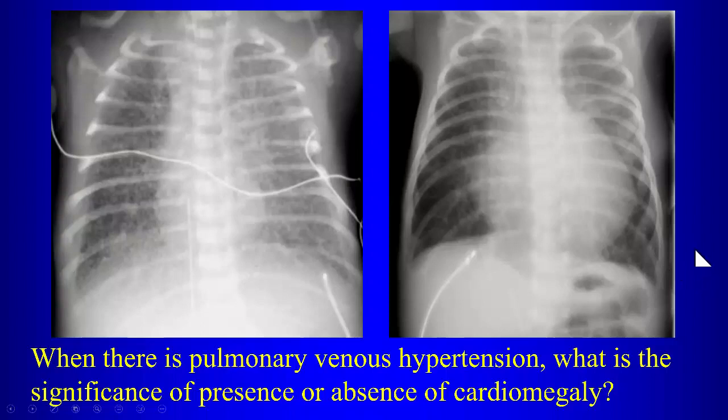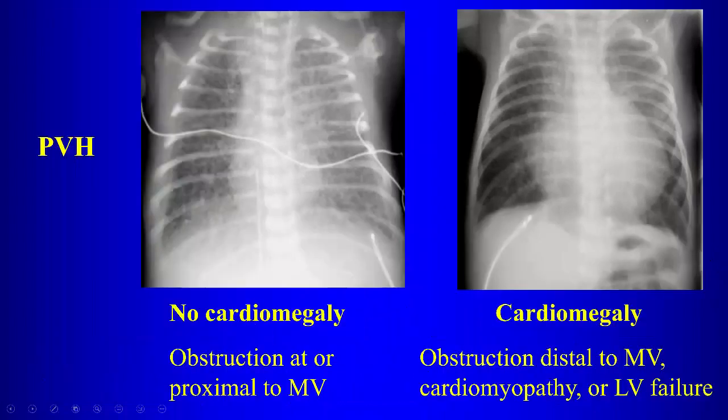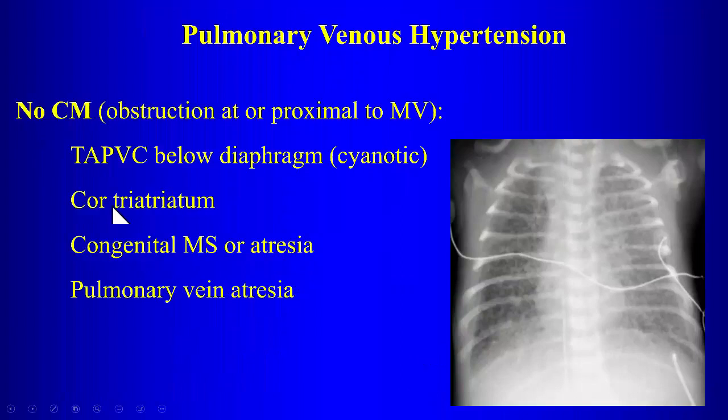But there are also other things that can give you cardiomegaly and failure, so the differential for that is longer. So no cardiomegaly, then we think of congenital obstructive lesions at or proximal to the mitral valve. If there is cardiomegaly, we think of congenital lesions that cause obstruction distal to the mitral valve. But there are other things like cardiomyopathy or any cause of left ventricular failure that can give you cardiomegaly and, of course, have failure.